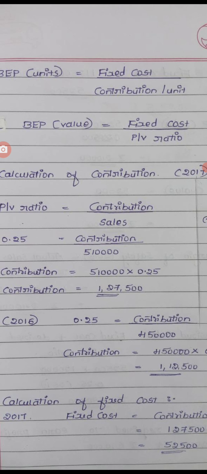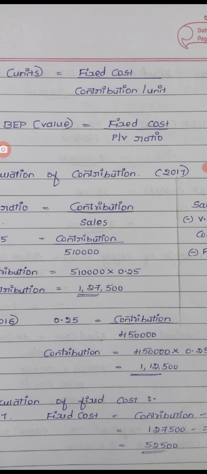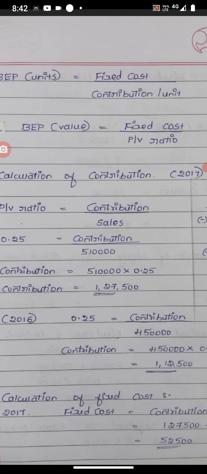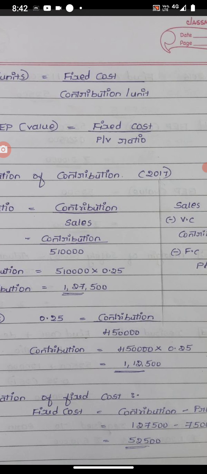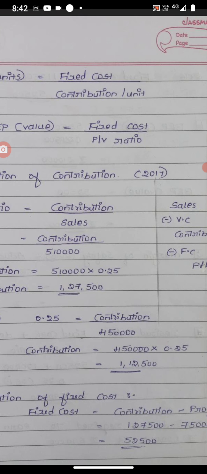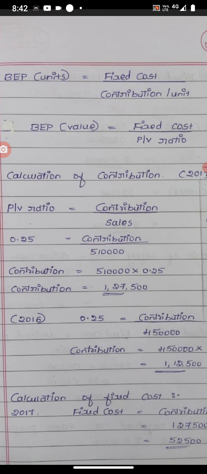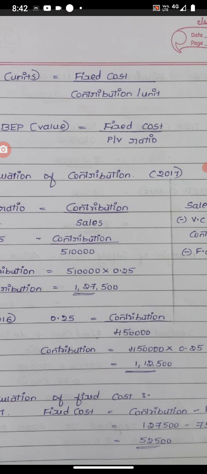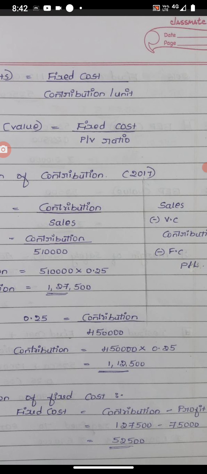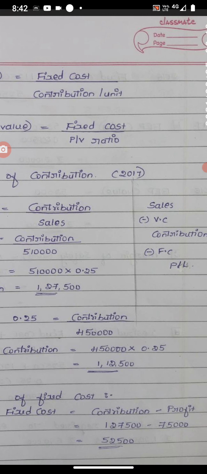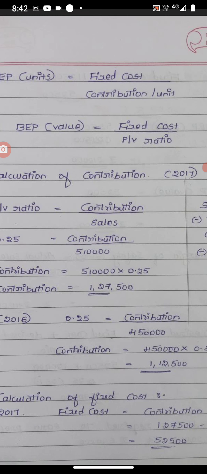Contribution I don't know, sales I know, 5,10,000. So cross multiplication, 5,10,000 into 0.25, you get a contribution of 1,27,500. So this is for 2017. We will calculate for 2016 the same way so that we get the difference. So 2016, again PV ratio you know, 0.25 is equal to contribution by sales. This also you have done: 1,12,500.